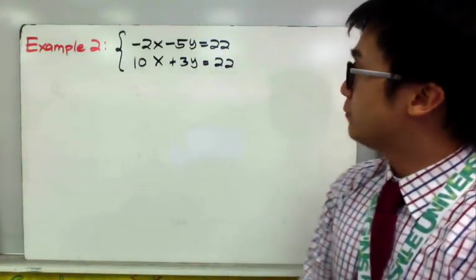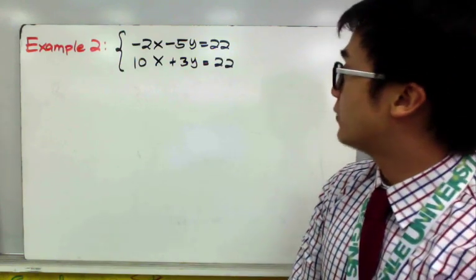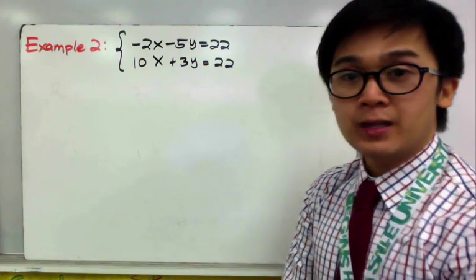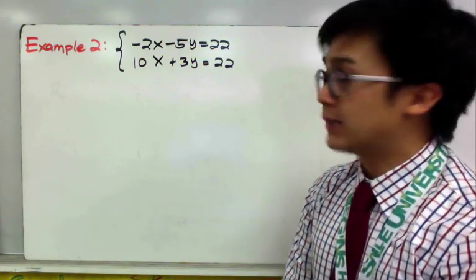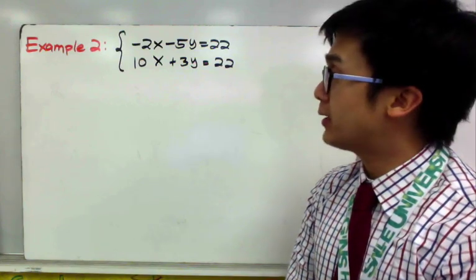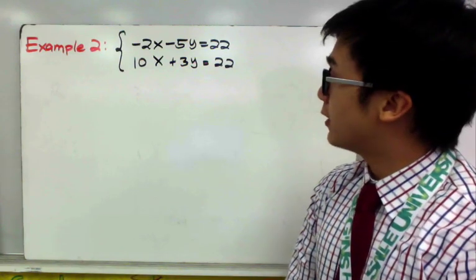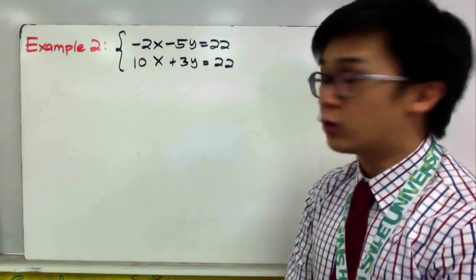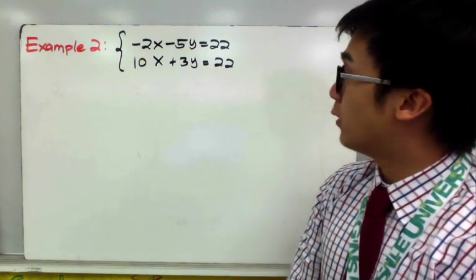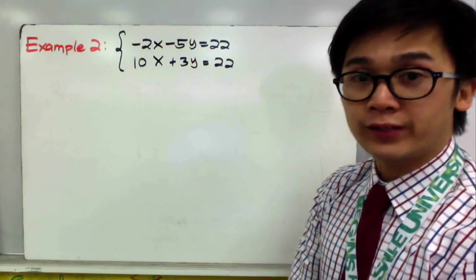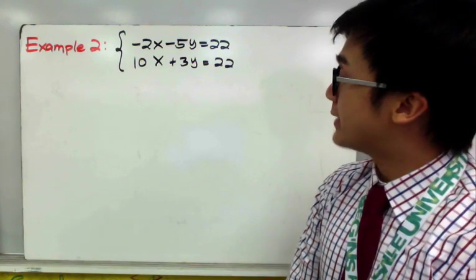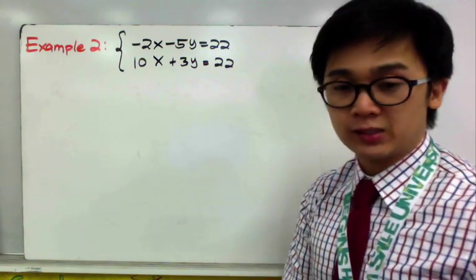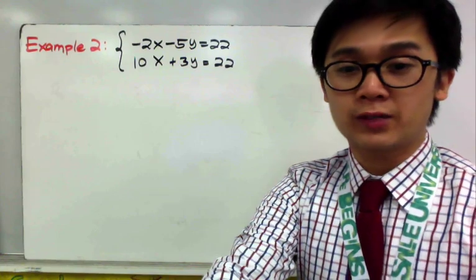For example number 2, my linear system is negative 2x minus 5y equal to 22 and 10x plus 3y equal to 22. This example is different from example number 1 because we cannot use the elimination method right away. Even though the first line is in standard form and the second line is also in standard form, you will see that there's no variable with the same coefficient. So in this example, we need to change one of the lines so that we can use the elimination method. And this is how I'm going to solve this problem.